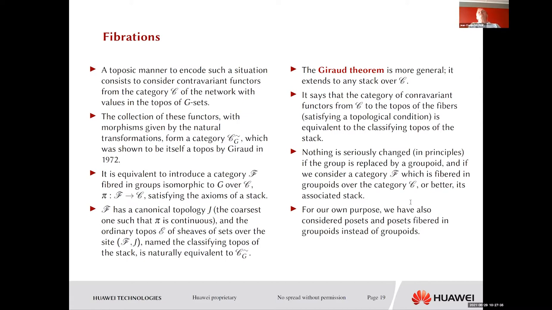For our own purpose, in fact, we have also considered posets and posets fibered in groupoids instead of groupoids. It's something that I think Daniel will introduce, but it will not be part of my talk. So with groups, we open the convolution neural networks. With groupoids, in fact, what is interesting is that we open the interpretation of the long short-term memory cell RNNs, or what are called, for example, the attention networks, which are very powerful networks. So it's a generalization which is very, very interesting for us.